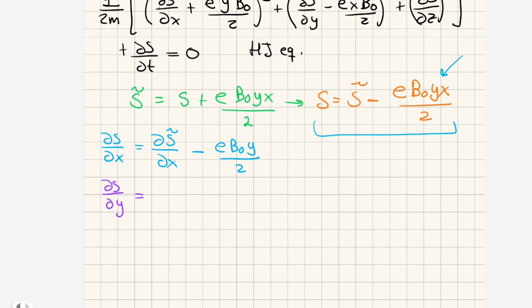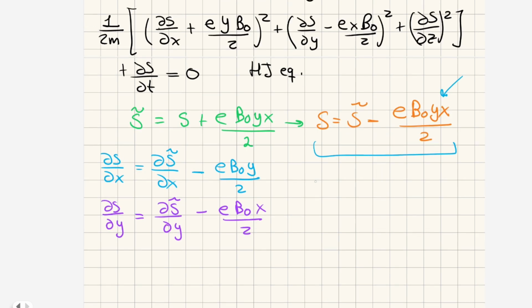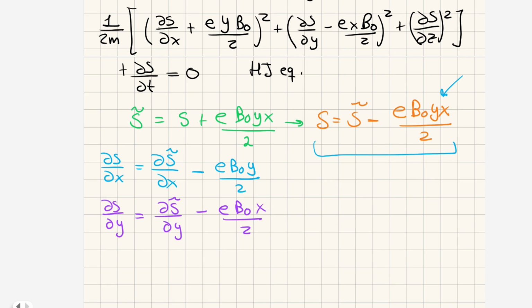Perfect. So what happens if we calculate the partial of S with respect to y? Well, we will get that this is the partial of S tilde with respect to y, and then minus e b0 x divided by 2. Okay, perfect. And then just to finish, let's do it with orange, the partial of S with respect to z will be the partial of S tilde with respect to z.